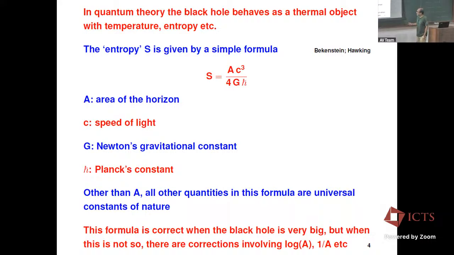And as you can see, as I already said, other than A, all other quantities in this formula are universal constants of nature. I should also add that this formula is correct when the black hole is very big, which means when the area is big. But when that is not the case, there are corrections to this formula which could involve logarithm of A or 1 over A, 1 over A squared, and so on. So you should really think of this as a first term in a power series expansion in inverse size of the black hole.